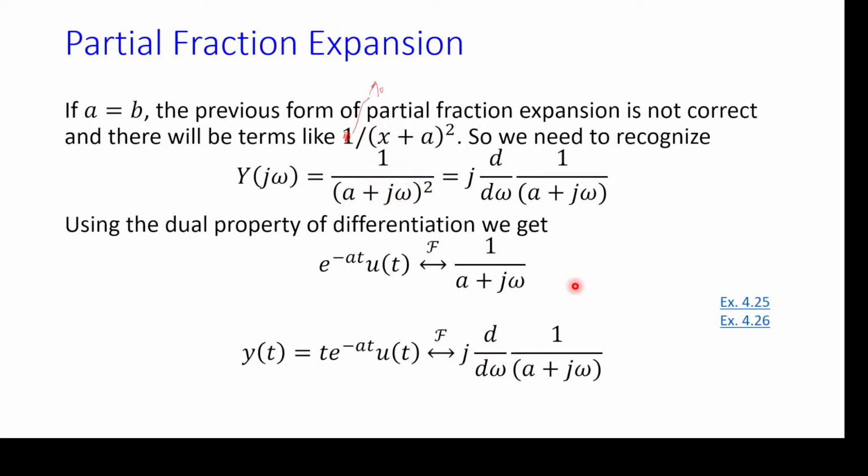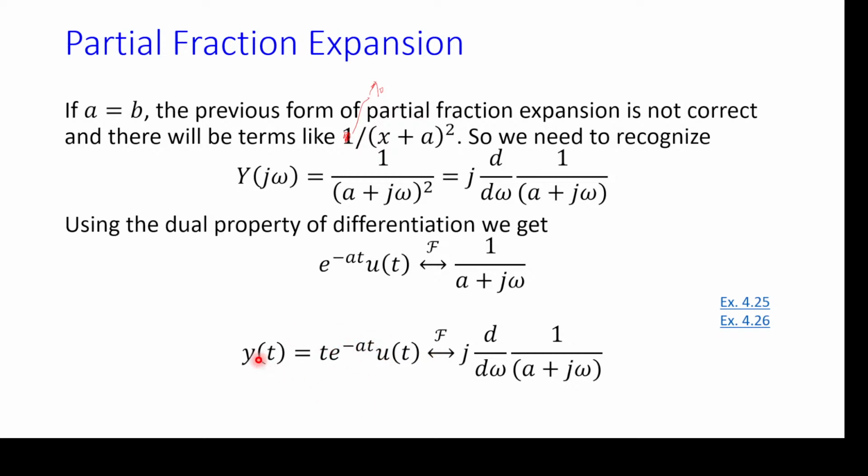So 1 over a plus j omega squared is equal to the derivative of 1 over a plus j omega times an extra j. If you take a derivative here, then you get a minus jt in the time domain, and you multiply with this extra j, so you just get an extra t on this side. So we're using the derivative property. We've seen that the inverse Fourier transform of 1 over a plus j omega squared is just t times the exponential decay.